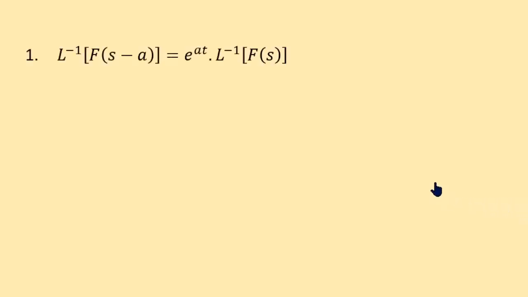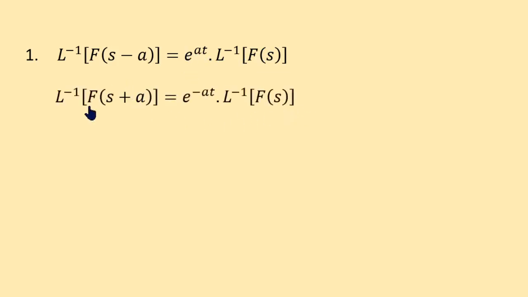You know some rules of the inverse Laplace transform. Suppose the function of s minus a is given. To find the inverse Laplace transform by the first shifting rule, it is nothing but e power at into L inverse of function of s. That means s minus a is replaced by s, find its inverse. So that becomes f of t into e power at. Similarly, if it is function of s plus a, e power minus at into L inverse of function of s, where s plus a is replaced by s. So this is rule 1. Just remember this rule.